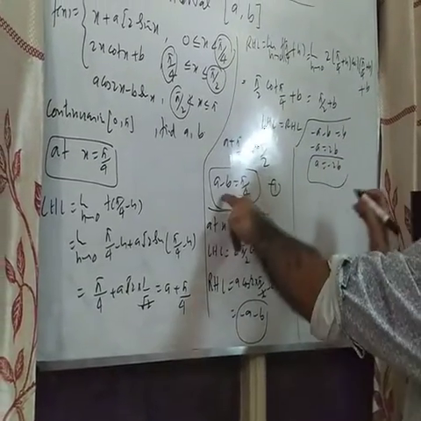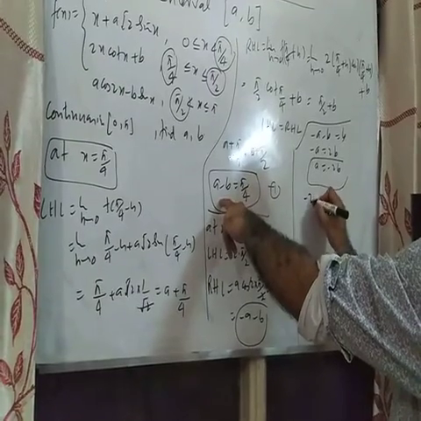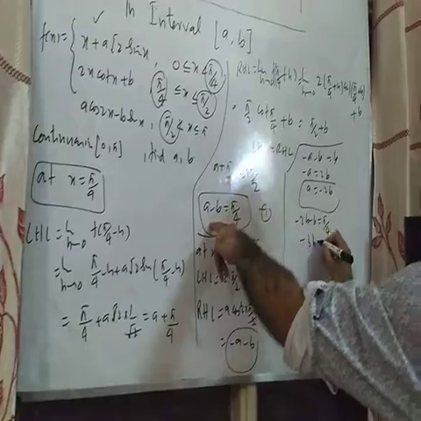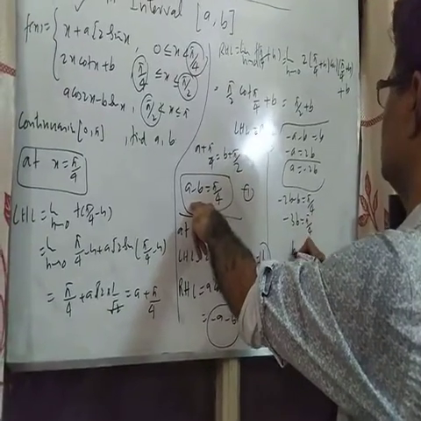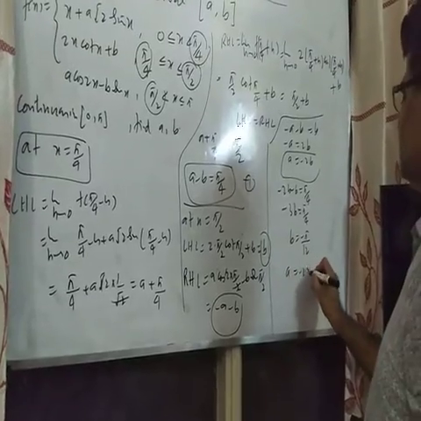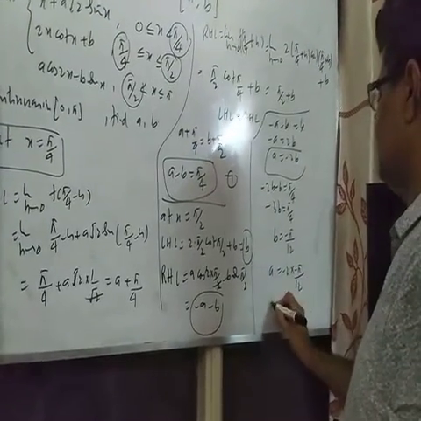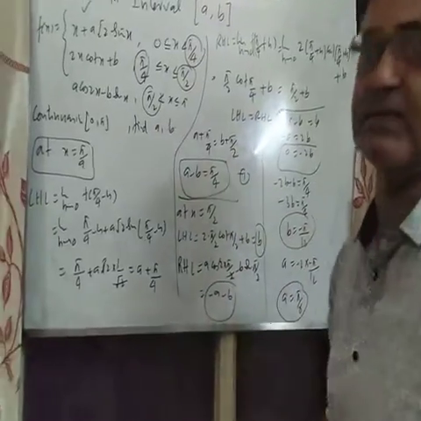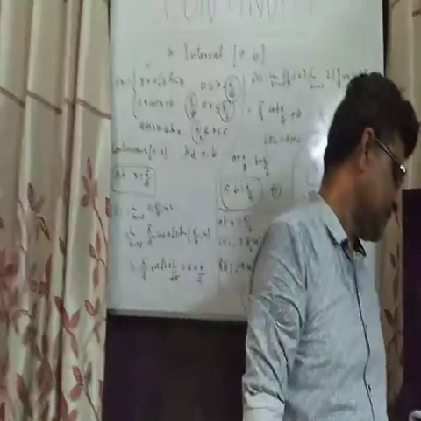Now we are putting this in equation number 1. So minus 2b minus b equals pi by 4. So minus 3b is equal to pi by 4. So b is equal to minus pi by 12. Now put here minus 2 into minus pi by 12. So it is coming out to be pi by 6. So a will be equal to pi by 6 and b will be equal to minus pi by 12.